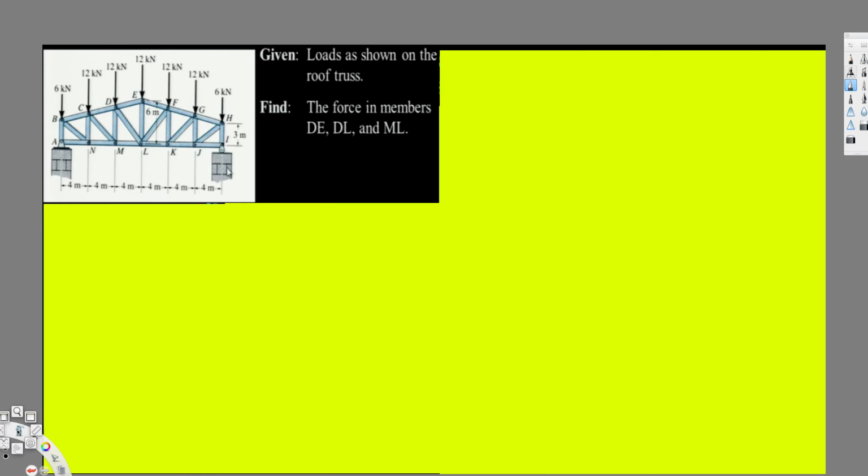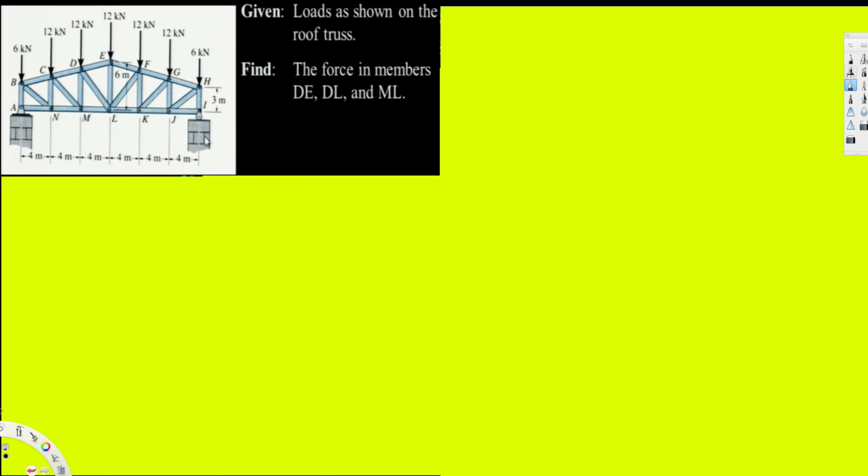Let's do this problem right here. The question is asking to find the force in members DE, DL and ML. So let's see how we can do this. First of all, let's note the forces we have to find. Here we go. This is DE, and DL, this part right here, and the ML. So these are the forces we have to find.